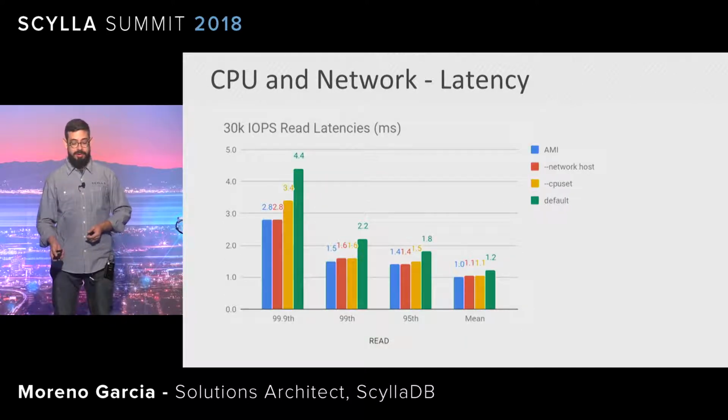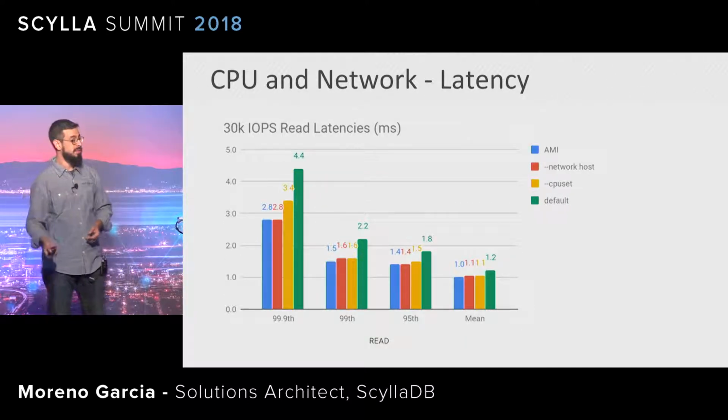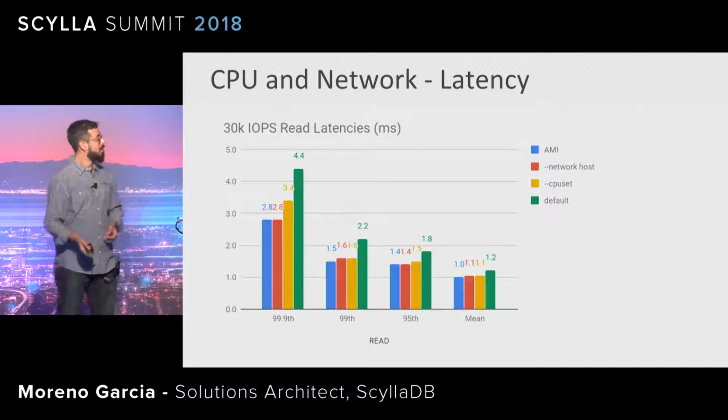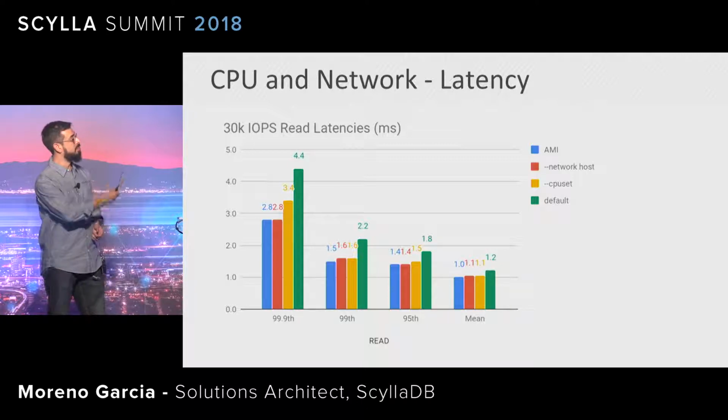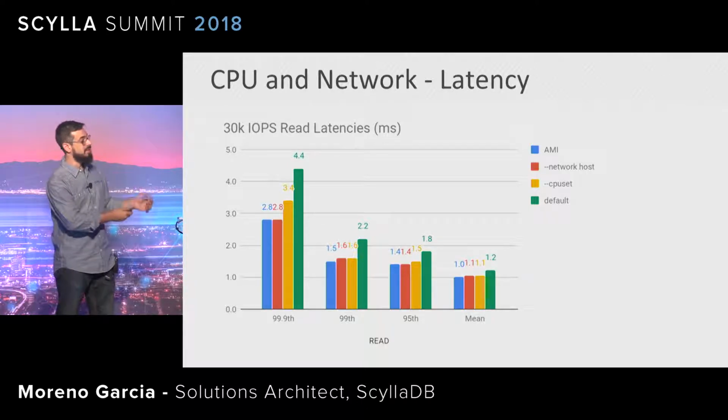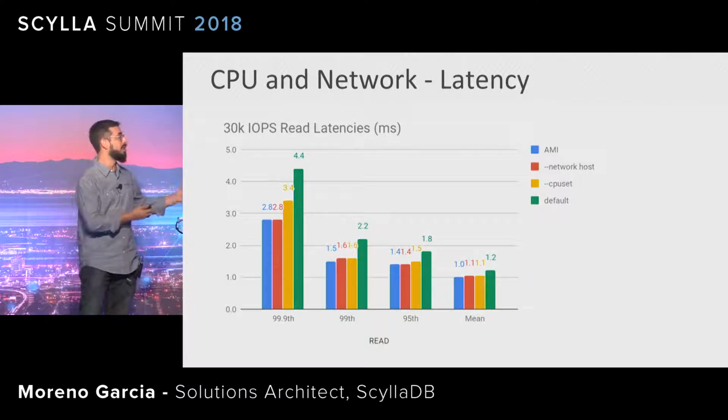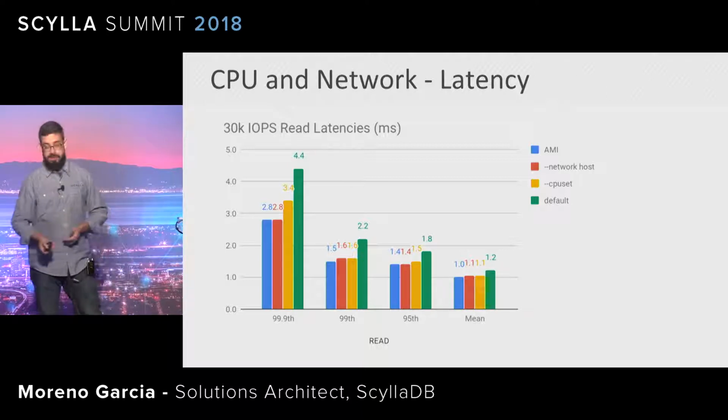These are the results for latency. You see that it's pretty similar to throughput. So as we add those extra options, we get the performance back, and it's very similar to our AMI, for example.